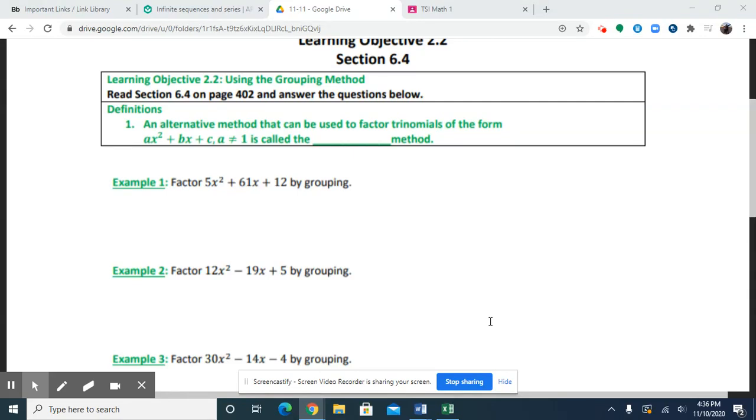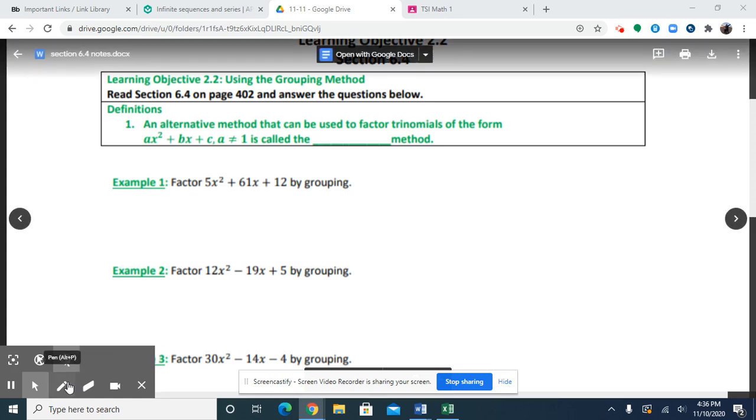Okay, so we're going to continue these section 6.4 notes, which are basically just the same as the factoring that we were just done. Factoring by grouping. So these are just more examples on how to do this.